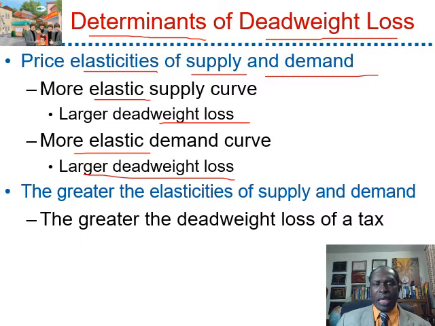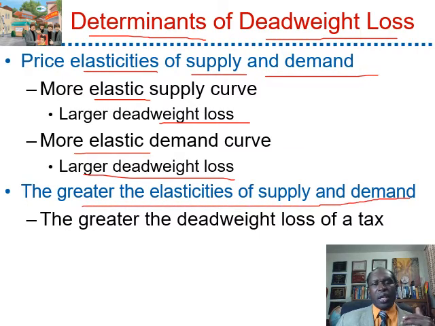So what is an elastic demand or elastic supply? This means that the absolute value of the elasticity is greater than 1. If the absolute value of the elasticity of supply or demand is greater than 1, we say demand or supply is elastic. If it is less than 1, then the supply or demand will be inelastic. Therefore, the greater the elasticity of supply and demand, the greater is the deadweight loss of a tax.